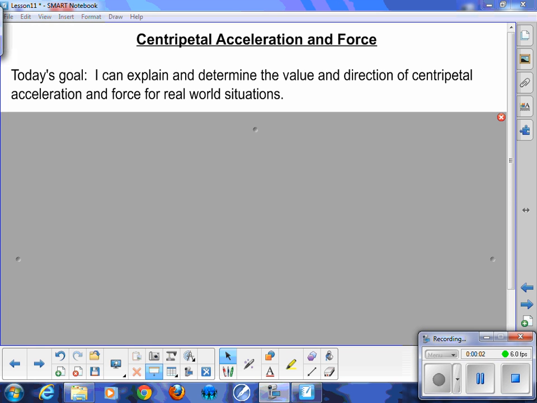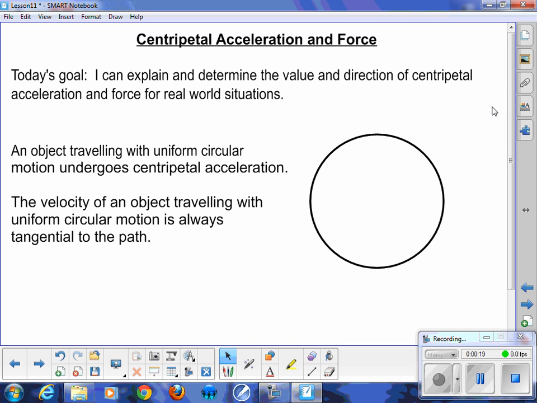Okay, welcome to the lesson on centripetal acceleration and force. So what's our goal today? I want you to be able to explain and determine the value and direction of centripetal acceleration and force for real-world situations. So in order to do that, we're going to have to go back and talk about exactly what's happening when we're talking about this centripetal acceleration.